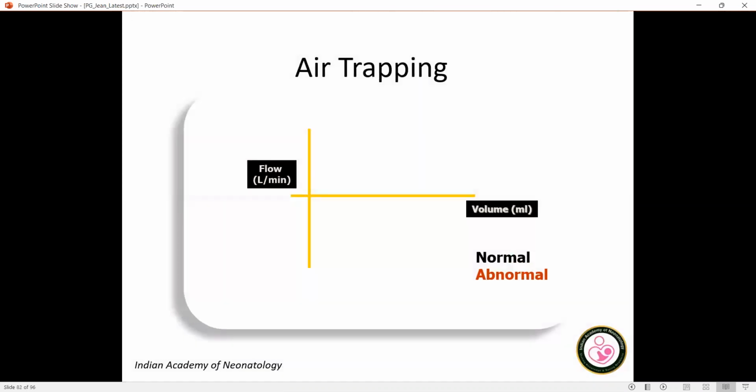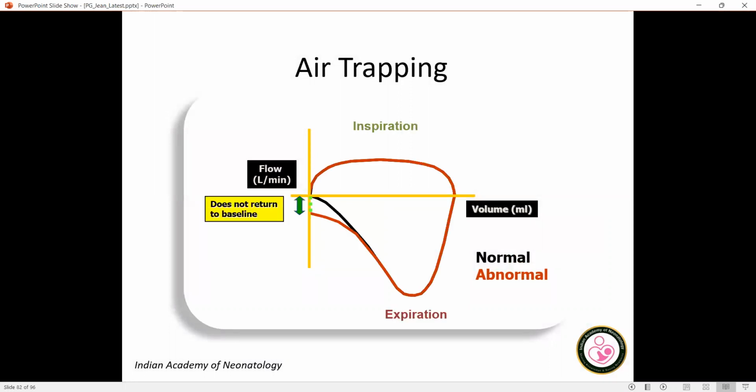Now coming to air trapping. Air trapping we can see in the flow waveform also, which we already saw. Coming to the flow volume loop, we can see that the expiration is not touching the baseline. So some gas has been trapped inside the lungs and is not going out.